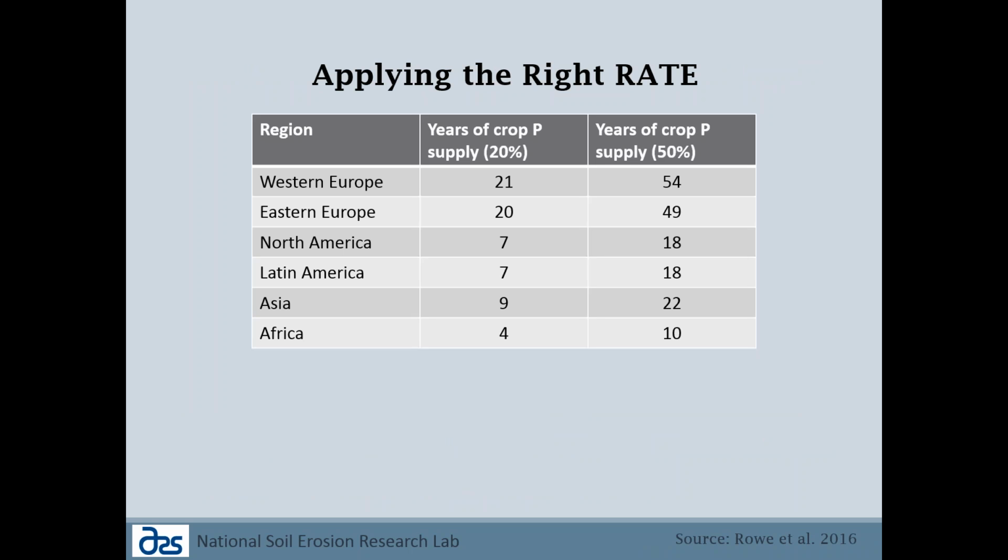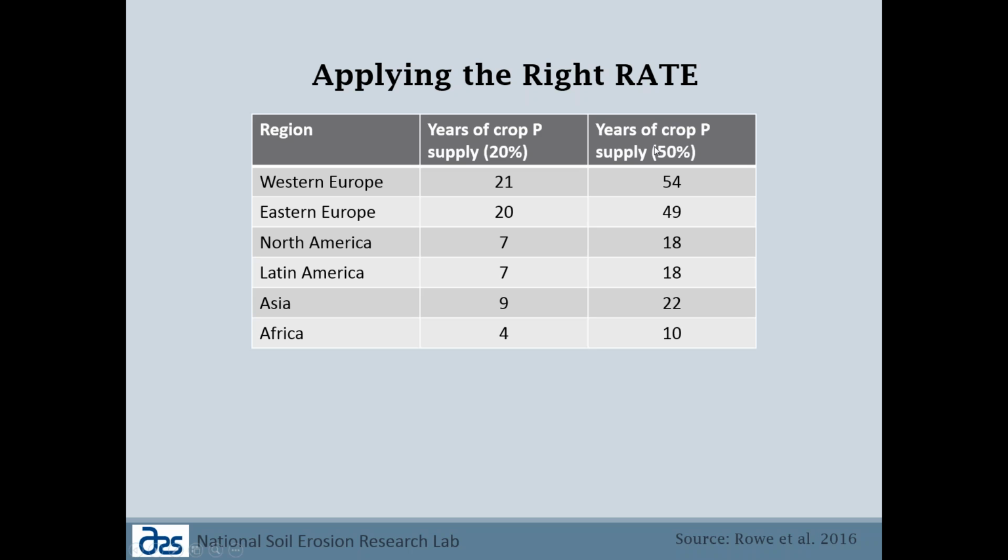This is a global study where they look at it by continent, so it's not necessarily specifically practical for the Western Lake Erie Basin, but it gives us an idea of applying the right rate. They broke it down by region, essentially by continent, and they looked at, well, what if 20% in this first column, what if 20% of the soil phosphorus that we have in our soils already was available to crop? How many years of phosphorus do we have in our soil to supply our crop needs?